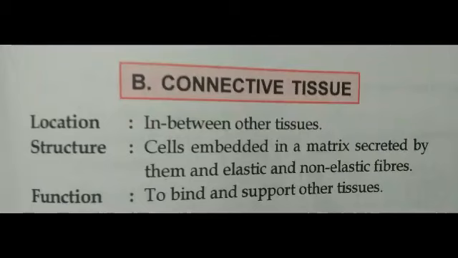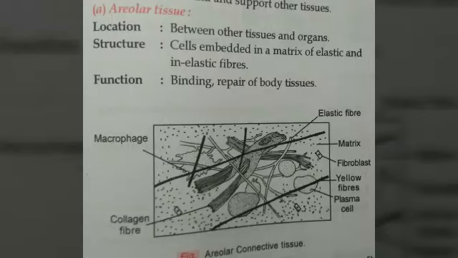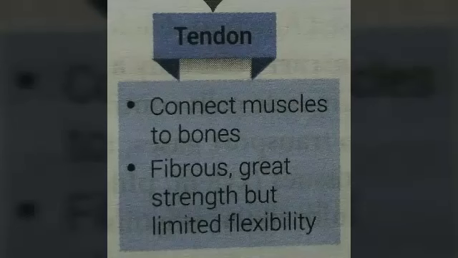So let's understand the structure of connective tissue. This is a type of connective tissue called areolar tissue. Where is areolar tissue located? It is located between the tissue and the organ, and the structure is cells embedded in a matrix of elastic and inelastic fibers. What is the function? The function is binding and repair of body tissue.